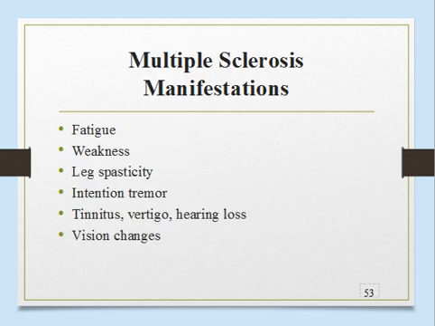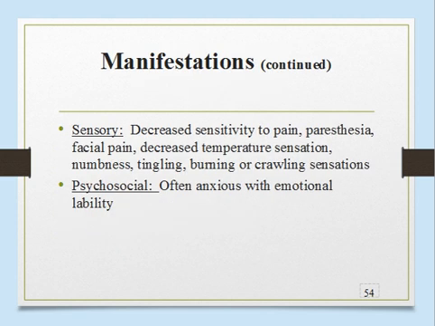Multiple sclerosis manifestations: fatigue, weakness, leg spasticity and tension, tremor when you go to do something. You have that shaking. Ringing in the ears, dizziness, hearing loss, vision changes. So decreased sensitivity to pain. You have paresthesia, facial pain, decreased temperature sensation, numbness, tingling, burning, or crawling sensations. You're often anxious with emotional lability.